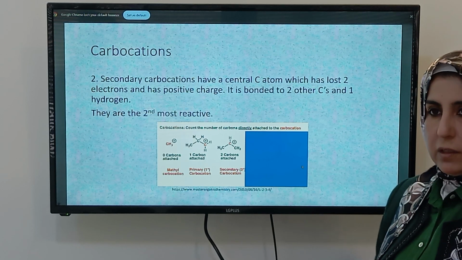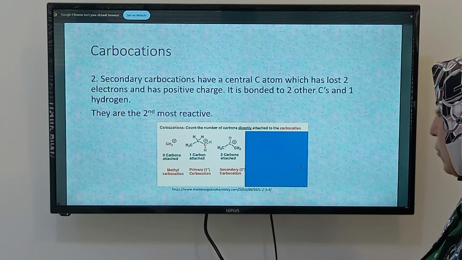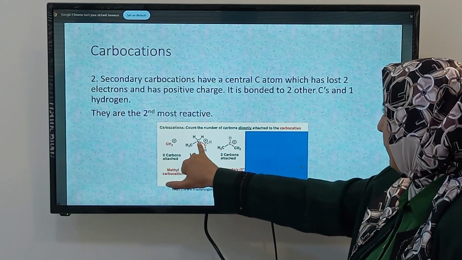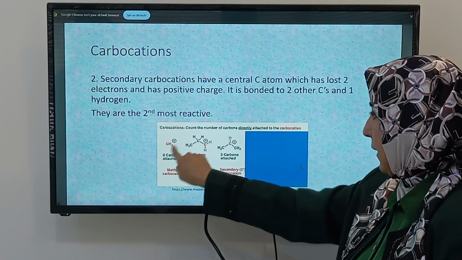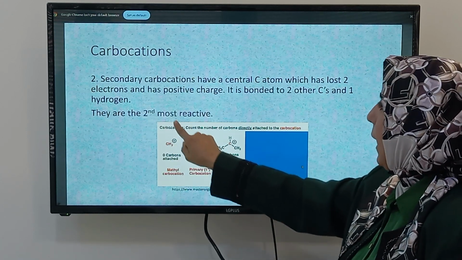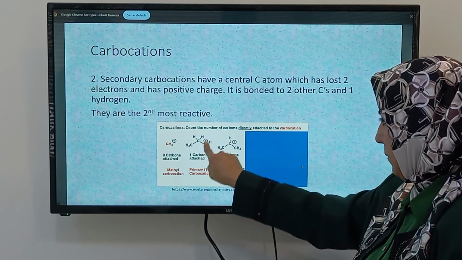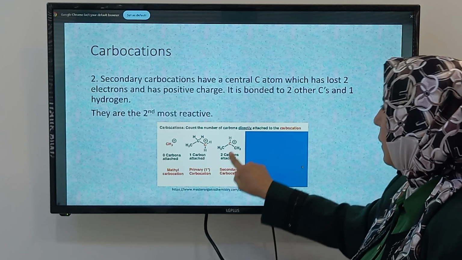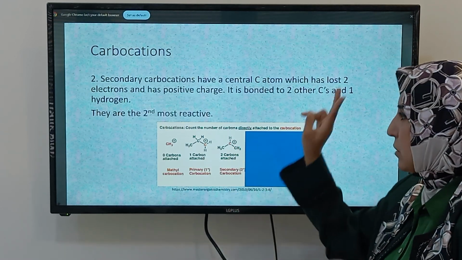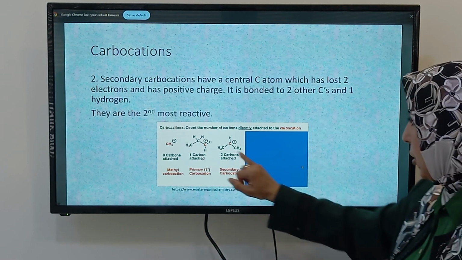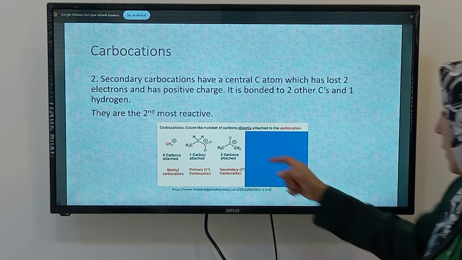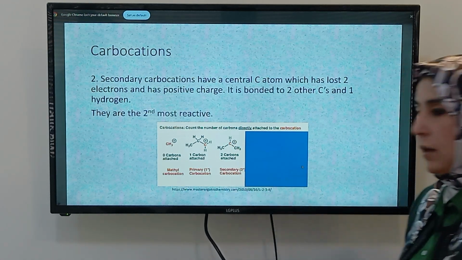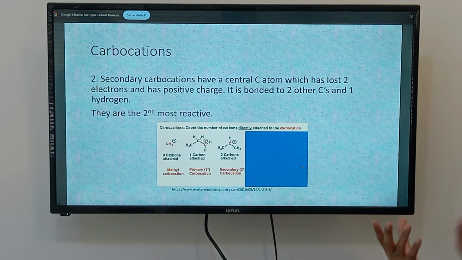Another kind of carbocations we call secondary carbocations. They have a central atom which has lost two electrons, like here, and has a positive charge there. This one is the second most reactive. Why? Because of this hydrogen atom, this kind of carbocation is very reactive, the second most reactive.